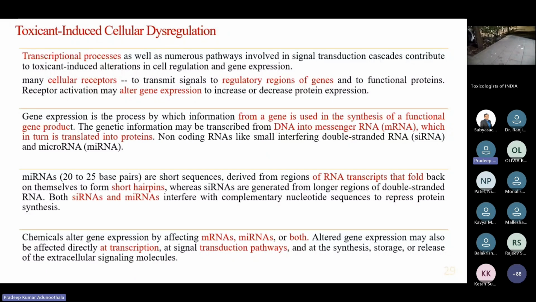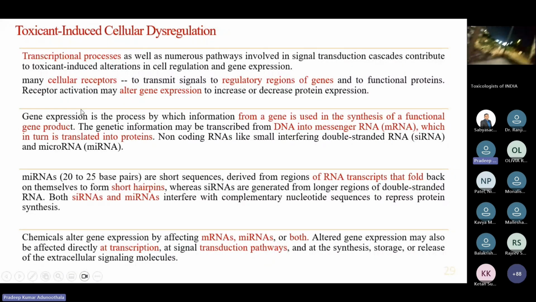So if there is any impairment or any alteration in this pathway, that increases or decreases the protein expression by the gene, that impairs the cellular process, and that effect leads to the toxicity.